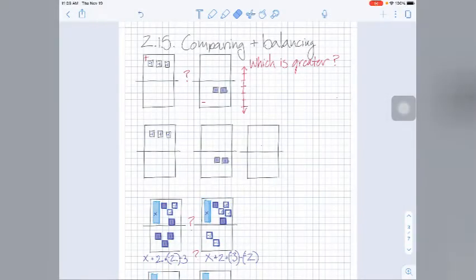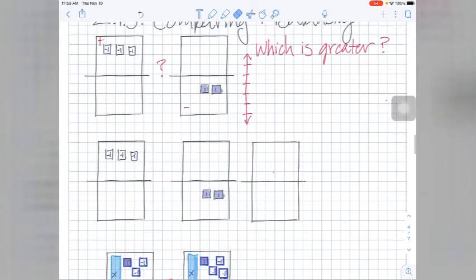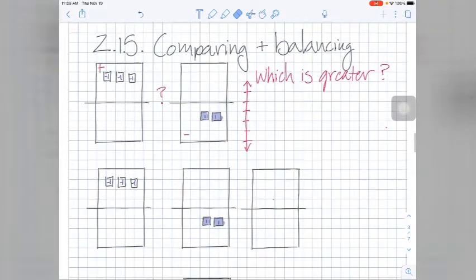Okay, you guys, I wanted to go over 215 and sort of summarize what the whole lesson is talking about. So when we're doing 215, the first thing we're doing is comparing quantities, right? We're just asking which is greater, which side is greater. And so we can tell by looking here.